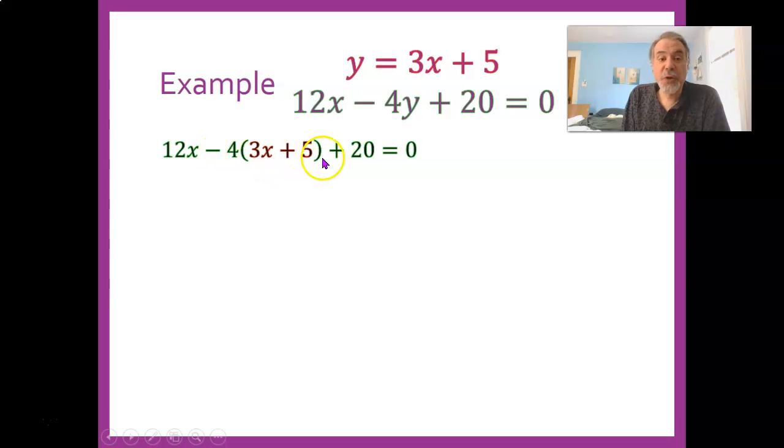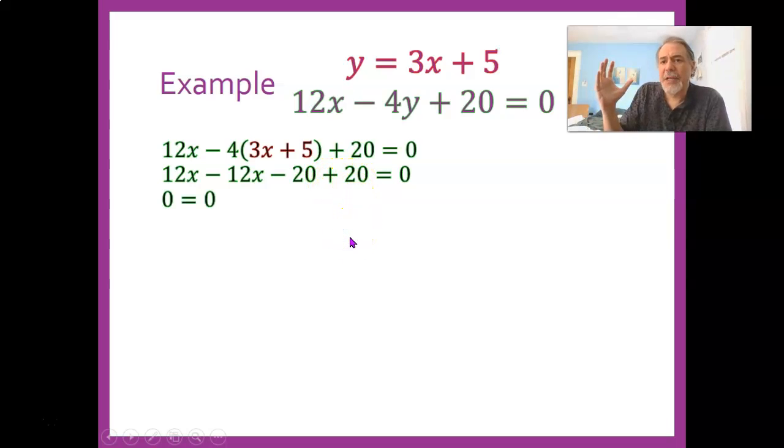Now, multiply this out to get the parentheses out of the way, distribute the minus 4, and we get 12x minus 12x minus 20 plus 20 equals 0. Combine like terms over here. 12x minus 20 plus 20, that just all adds up to a big 0. So we have 0 on the left equal to 0 on the right. 0 equals 0.